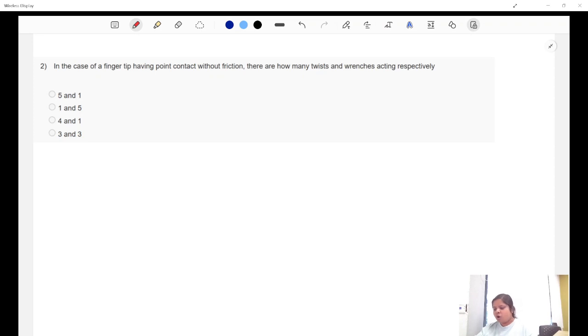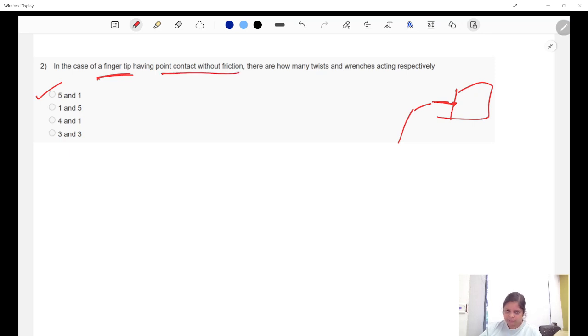In the case of a fingertip, let's say this is your object and you have a finger placed over here, making contact here. In the case of a fingertip having point contact without friction, how many twists and wrenches act respectively? 5 and 1, madam. Right. The correct answer is 5 and 1. And how do we go about it? It's like a point, so it's talking about a point without friction.